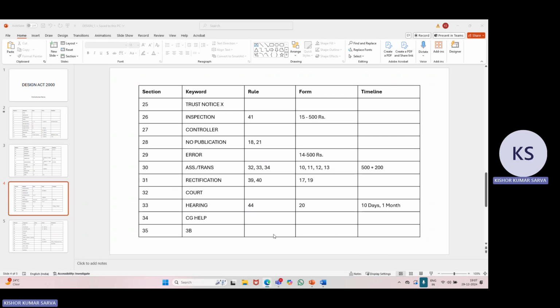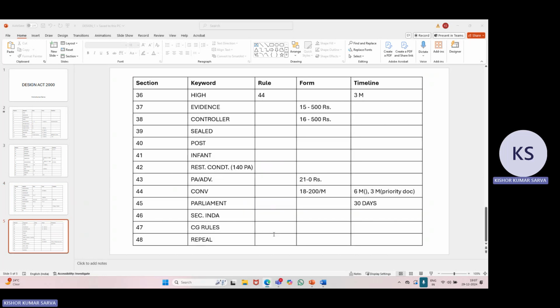That's what 35 talks about. Section number 36 says High Court, if you don't agree with the controller's decision, then whenever the controller's decision comes, you can go to the High Court in 3 months. It is mentioned, right? And in those 3 months, the time that you occupy with the controller will not be considered. Rule number 44 will be applicable here.